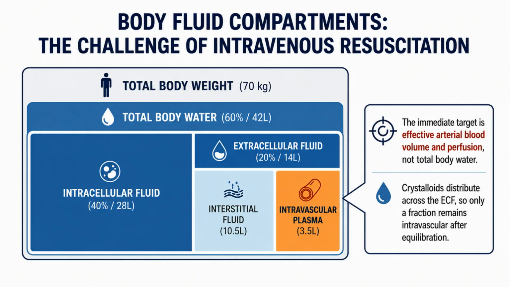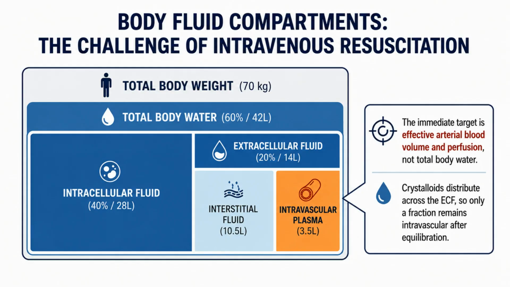That matters, because when we give an isotonic crystalloid, it does not stay entirely in the bloodstream. It distributes through the extracellular space. After equilibration, much of the administered volume is interstitial, rather than intravascular. So the immediate target in resuscitation is not total body water. It is effective arterial blood volume and tissue perfusion. That is why the same liter can help one patient and harm another.